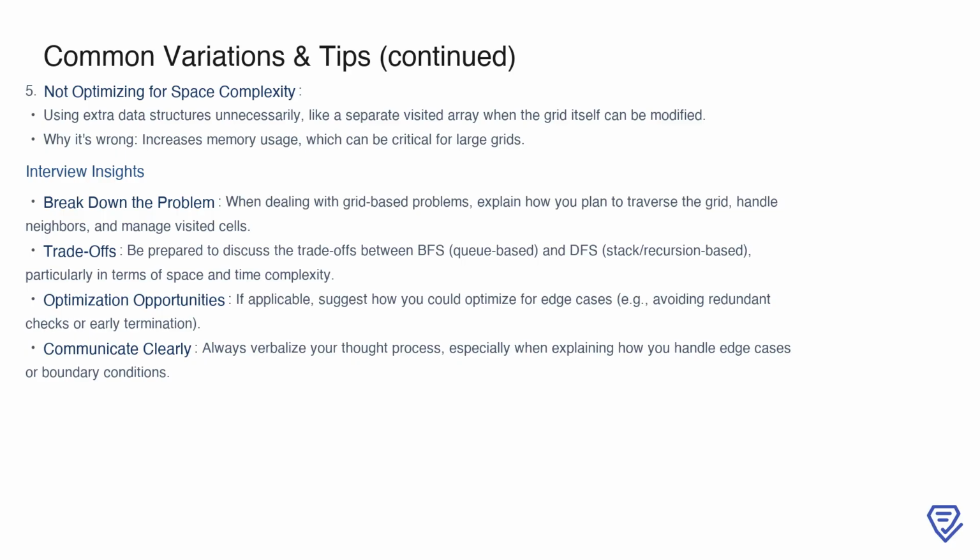Optimization opportunities are another area to emphasize. For example, you can explore ways to avoid redundant checks or implement early termination in scenarios where the solution is already determined. Finally, clear communication is key. Make sure you articulate your thought process, especially around handling edge cases or boundary conditions. This not only helps the interviewer follow your logic but also showcases your problem-solving skills.